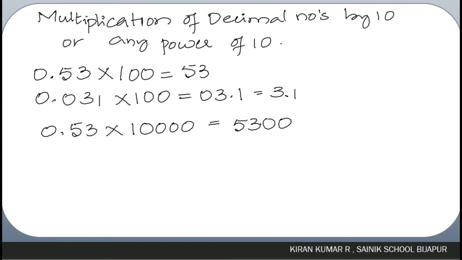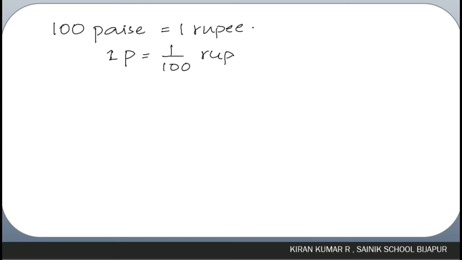Where this concept is useful is in a situation where money and decimals are involved. Say for example, 100 paise will make 1 rupee. So 1 paise will be equal to 1 by 100 rupees. 1 by 100 is the same as 0.01. It is 0.01 rupee. Rupee is written as Re.